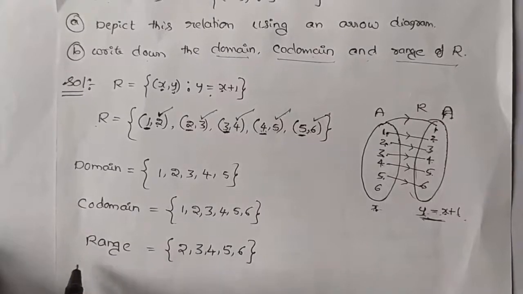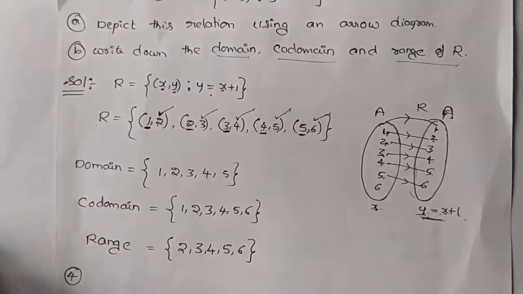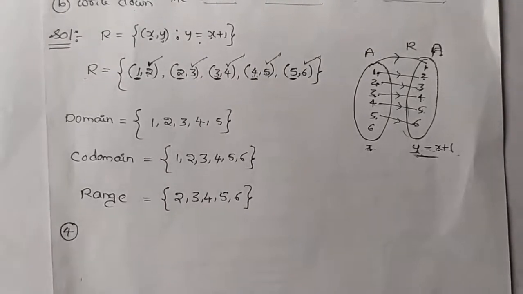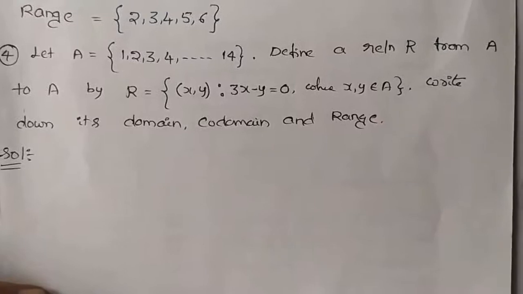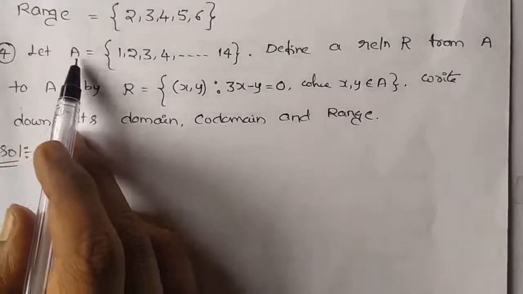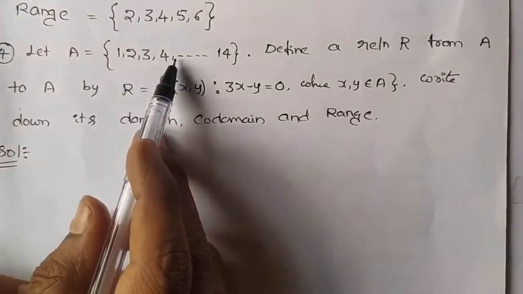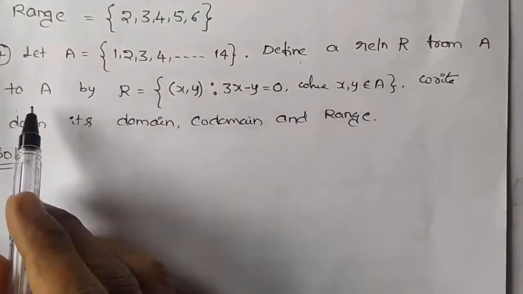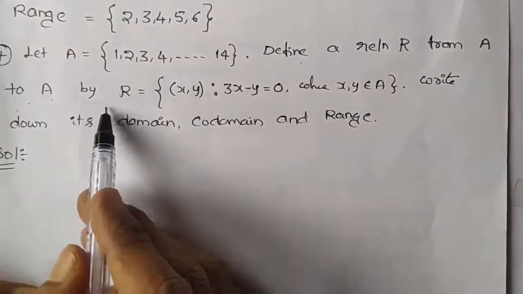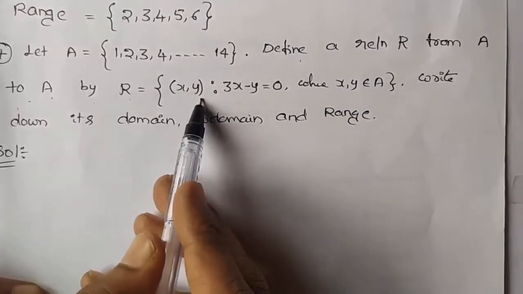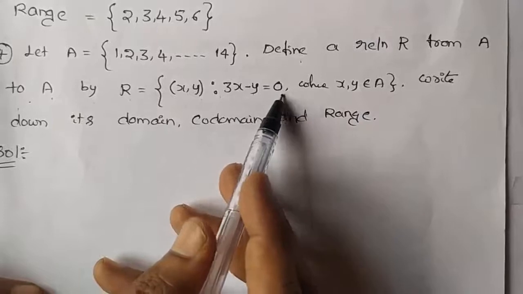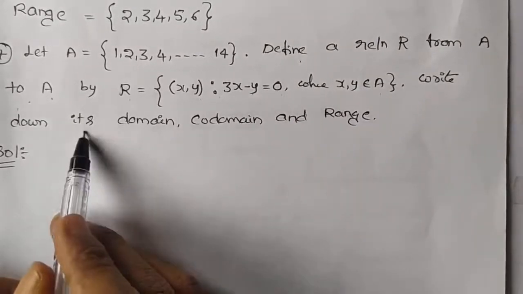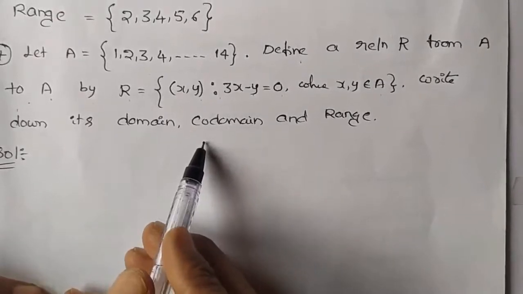Let us move on to the fourth question. Here we have the fourth question: let A equals 1, 2, 3, 4, 5, 6, 7, 8, 9, 10, 11, 12, 13, 14. Define a relation R from a set A to a set A by R equals {(x, y) such that 3x minus y equals 0, where x, y belong to the set A}. Write down its domain, codomain, and range.